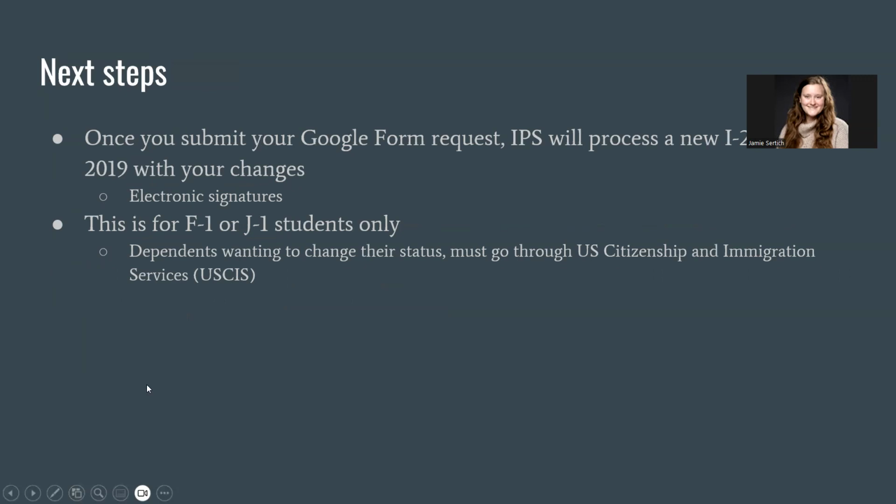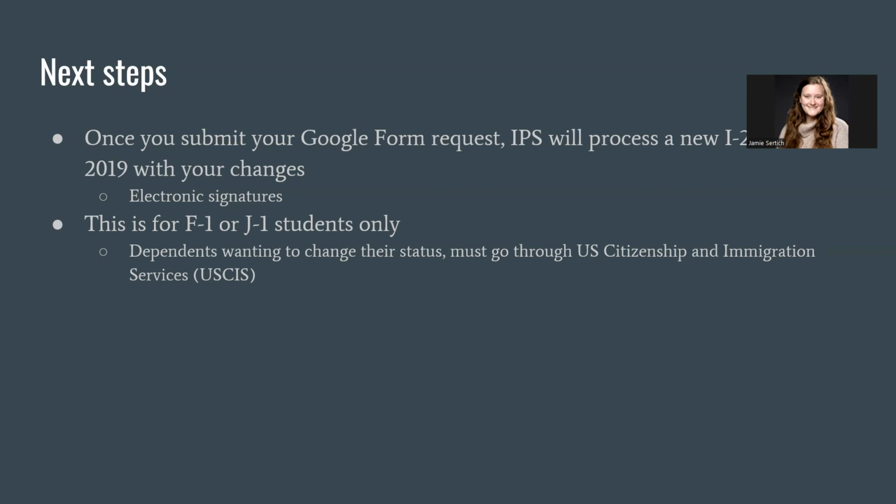Once you submit your Google Form request for either a change of major or a change of level, our department will process a new I-20 or DS 2019 with your changes. There will be electronic signatures on this document because the government is now allowing electronic signatures. If you need to use this I-20 or DS 2019 for travel purposes, you will want to make sure that you print this document before traveling.